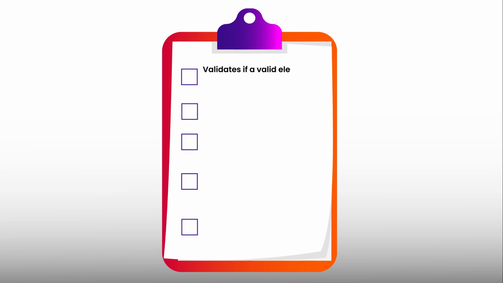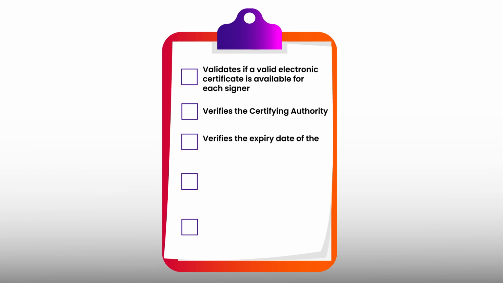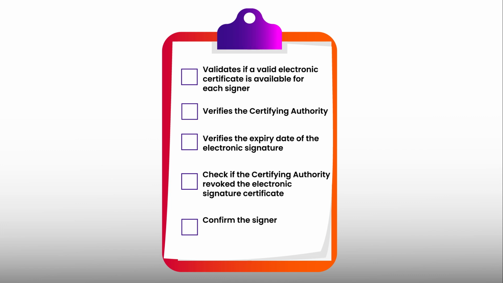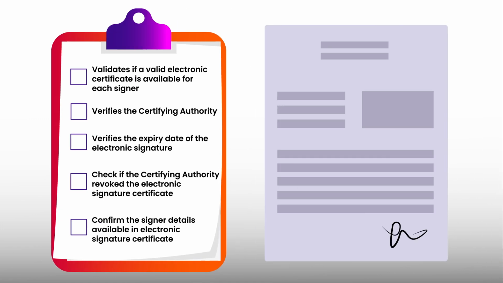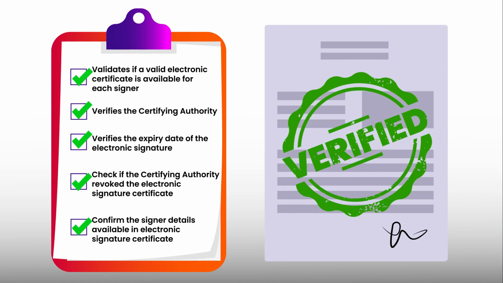Validates if a valid electronic certificate is available for each signer, verifies the certifying authority, verifies the expiry date of the electronic signature, checks if the certifying authority revoked the electronic signature certificate, and confirms the signer details available in the electronic signature certificate. If all of these checks pass, the e-sign is verified and the document is secured against e-sign fraud.